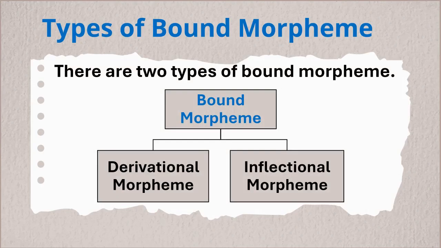Like free morphemes, bound morphemes are also divided into two types. Now, we'll explore these categories in detail. Bound morphemes are generally classified into two main types. The first one is the derivational morphemes, and the second one is the inflectional morphemes. Let's look at each of these one by one to understand how they function in word formation.